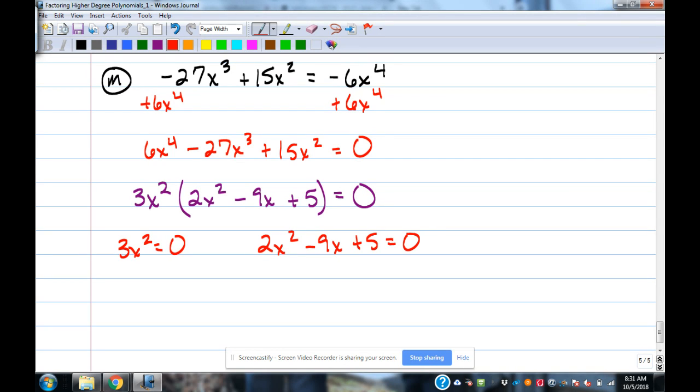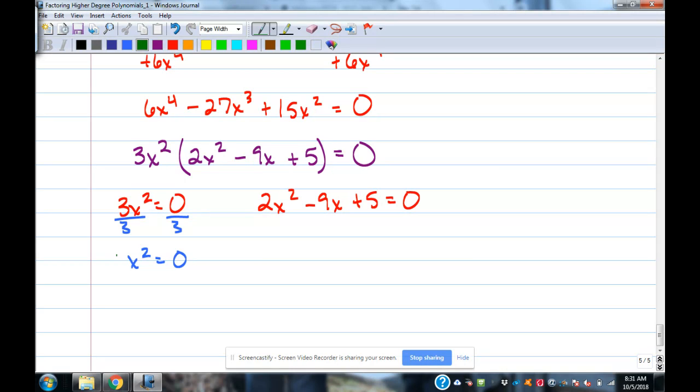This one's easy. How do we get x by itself here? Divide by 3. X squared is equal to 0. Take the square root to get rid of the squared. And what's the square root of 0? 0. That 0, we call it has a multiplicity of 2 because it came from x squared. So this 0 counts twice. Okay, so when we get done, I'll show you what I mean here.